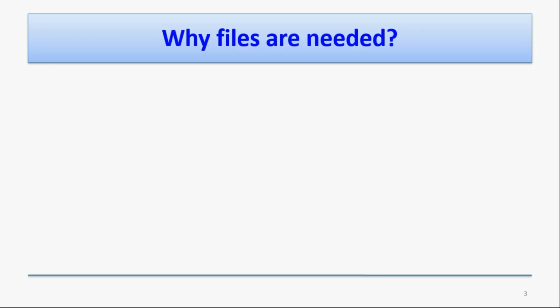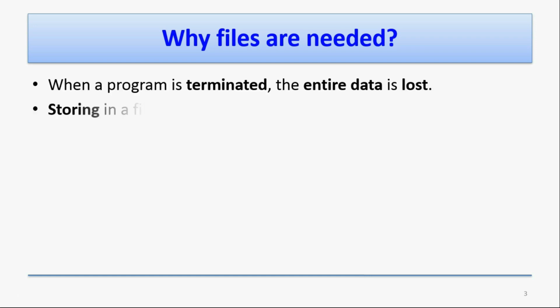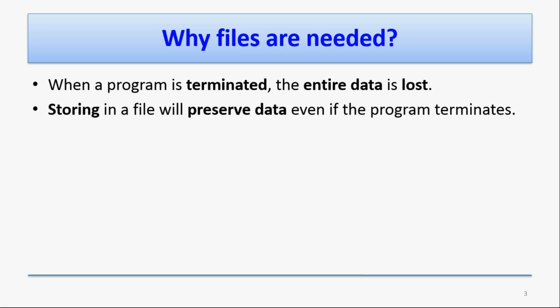The next one is why files are needed. When a program is terminated, or when a program comes to the end, the entire data will be lost, right? So storing in a file will preserve data even if the program terminates. That means we can preserve data so that we can use it again, or what we call reuse data.